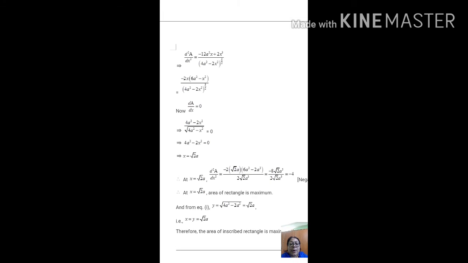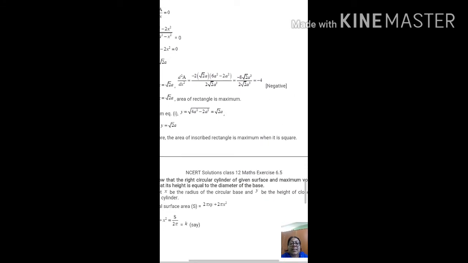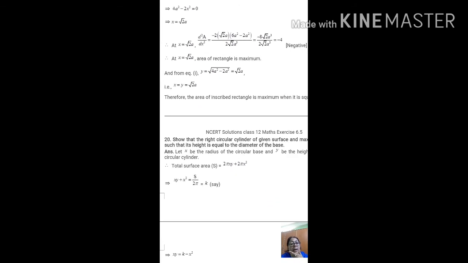So if x equal to root 2a, we put this in equation 1, then y is also coming root 2a. That means length and breadth are both equal. So we get that this inscribed rectangle has maximum area when it is a square.